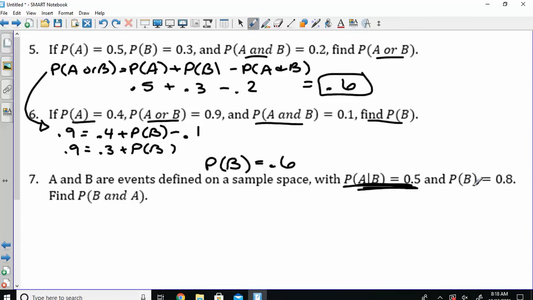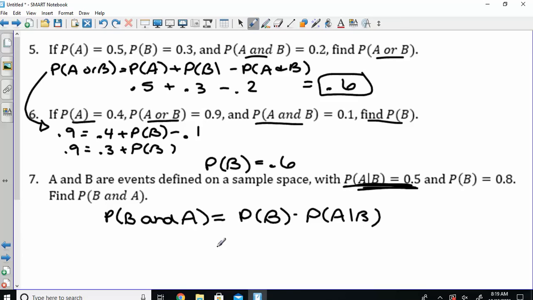Alright. 7. I gave you the conditional. We need to find probability of B and A. So we can use our general multiplication formula that says that's the probability of B times the probability of A given B. We don't know the probability of A and B. Probability of B is 0.8 times 0.5, and we get 0.4.